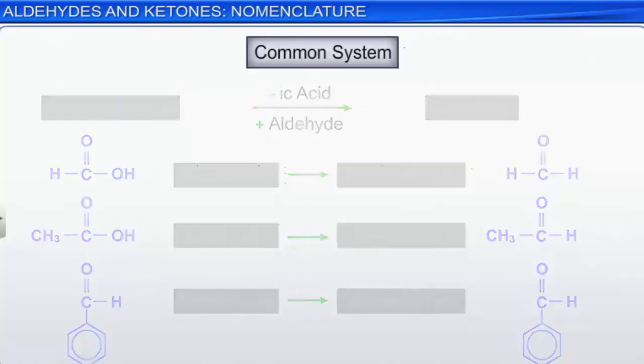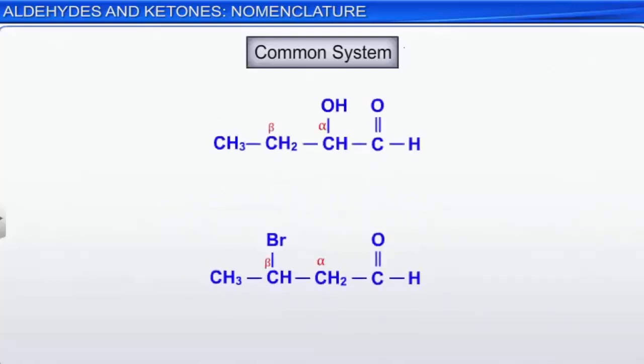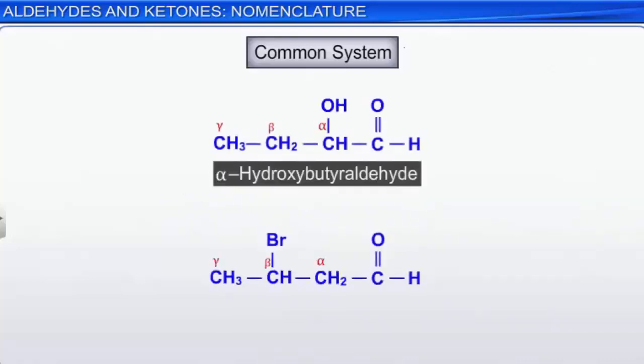The positions of the side chains or substituents in the carbon chain of aldehydes are indicated by the Greek letters alpha, beta, gamma, and delta. The carbon that is directly linked to the aldehyde group is alpha carbon. The next carbon is beta carbon, and so on. For example, the given compounds can be named alpha-hydroxybutylaldehyde and beta-bromobutyraldehyde respectively.